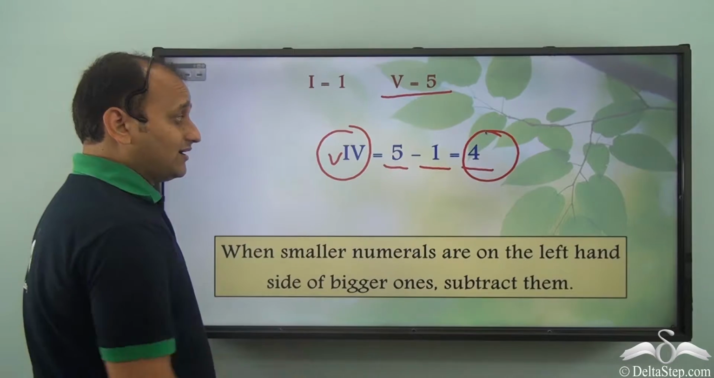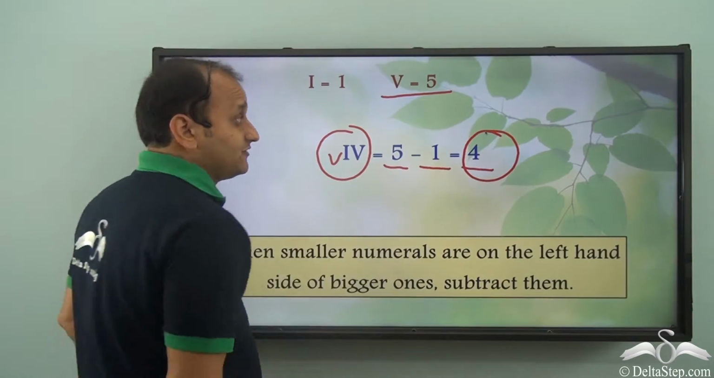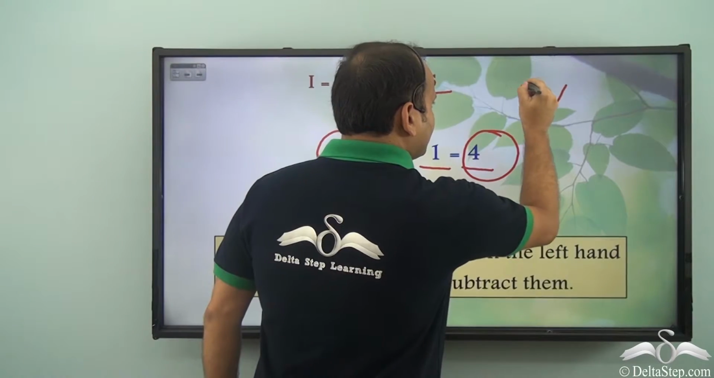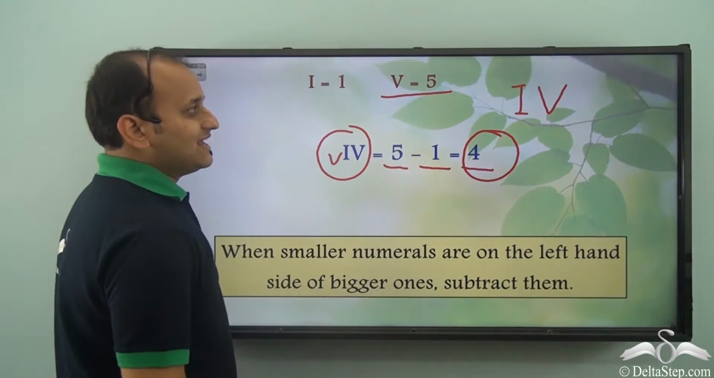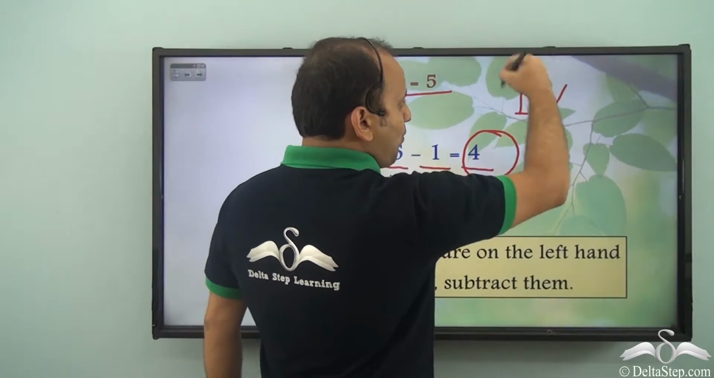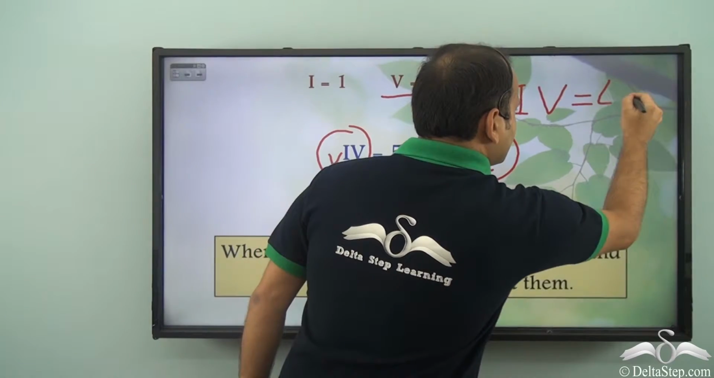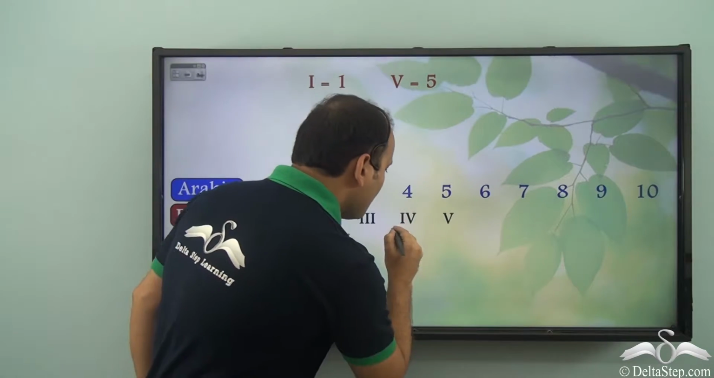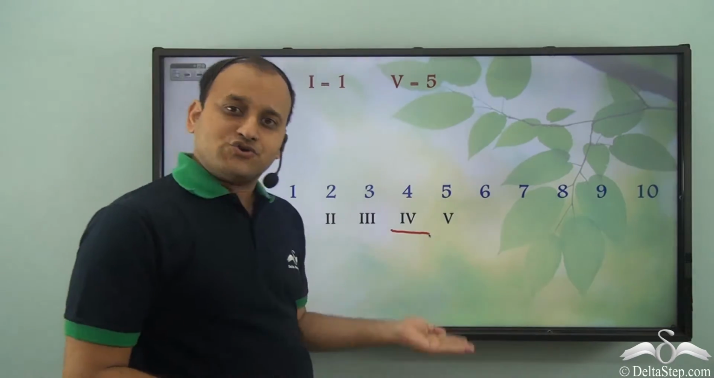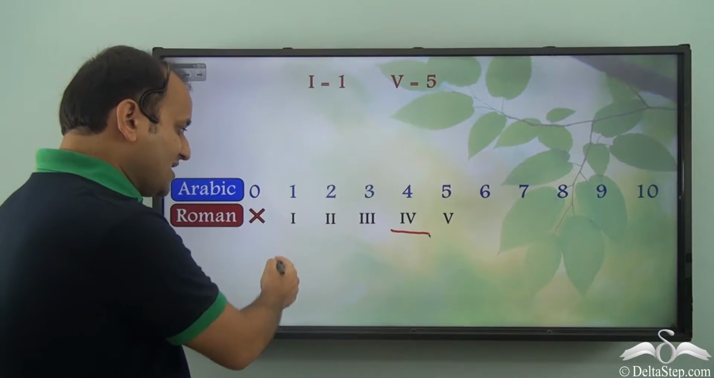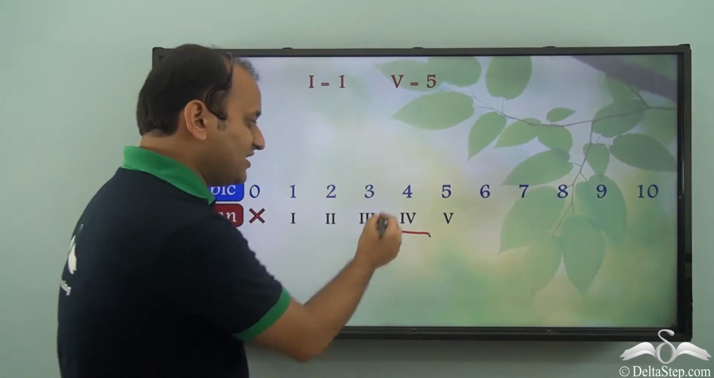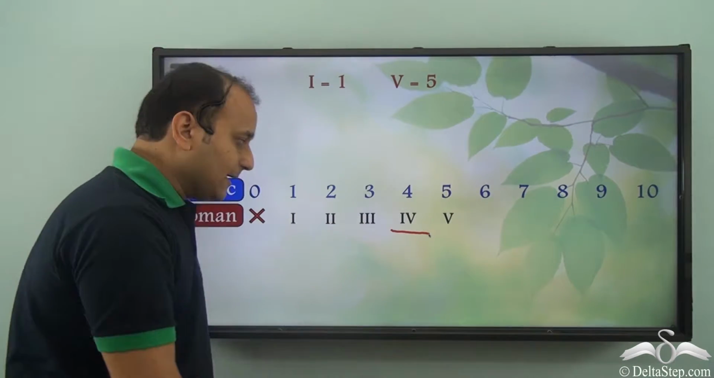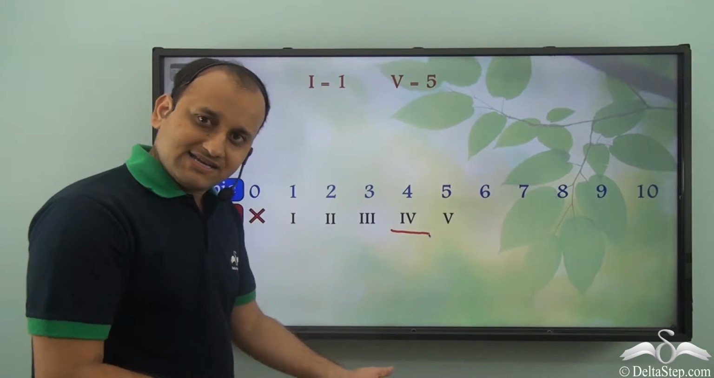So how do you write 4 in terms of 5, that is in terms of V? Well, we write V and then we write an I to its left, which means we are talking about 1 less than 5, which is 4. So this is how 4 is represented in Roman numerals. So we have 1, 2, 3, and then we have 4, which is 1 less than 5. So we have I to the left of V, and then we have V, that is 5.